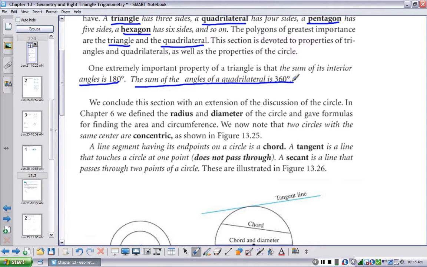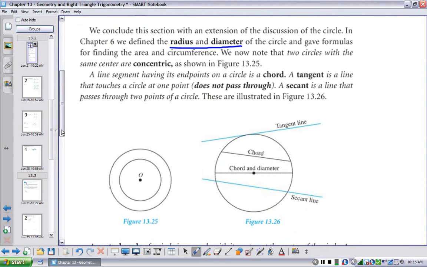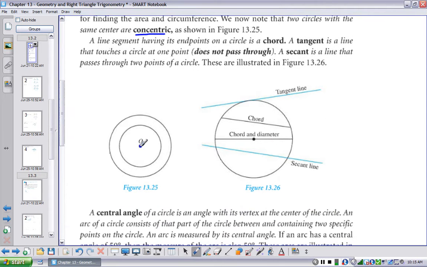Okay? In chapter 6, we talked about the radius and the diameter of a circle. We had formulas for finding the area and circumference. Now we extend that. 2 circles with the same center are called concentric. So this one has the same center. It has different radii.